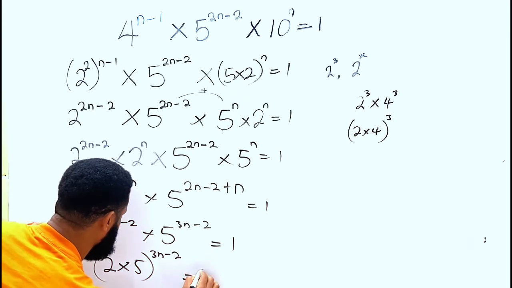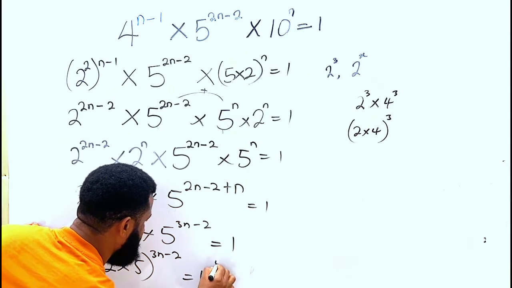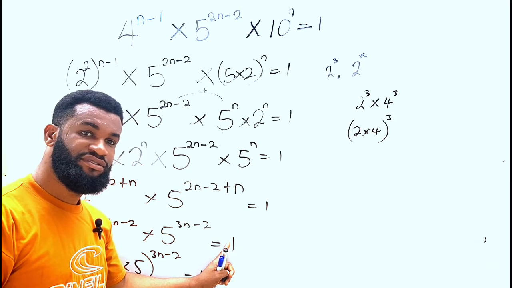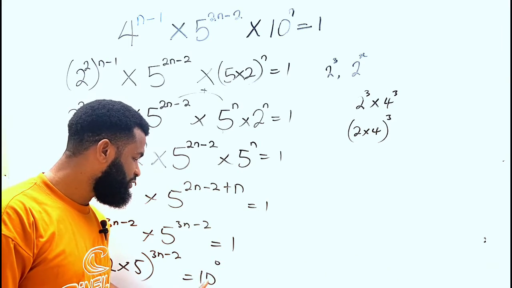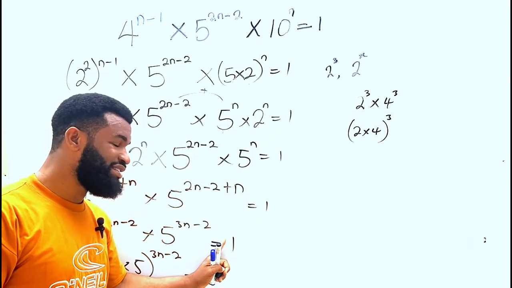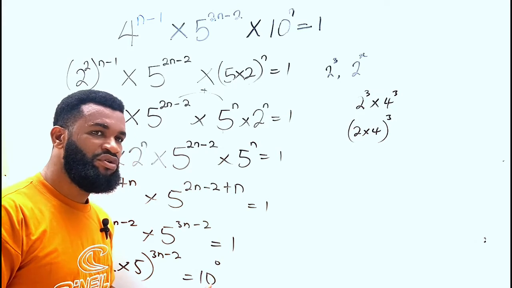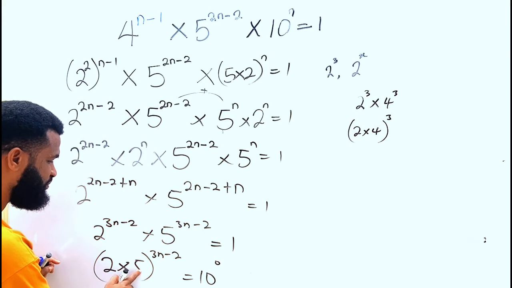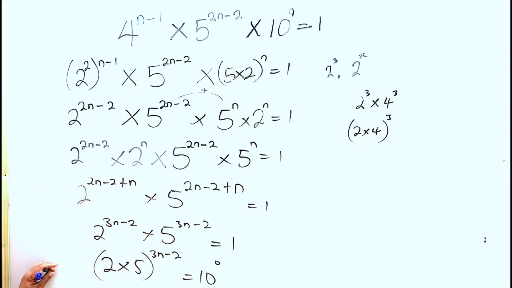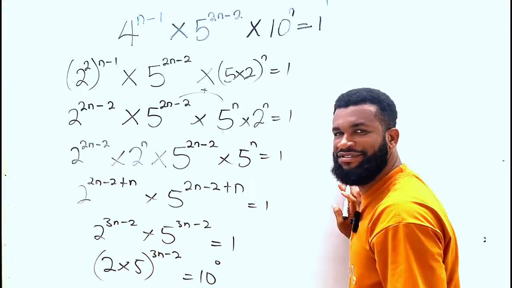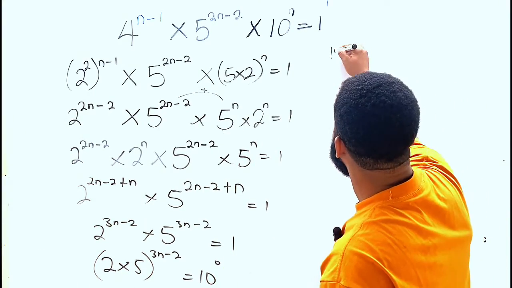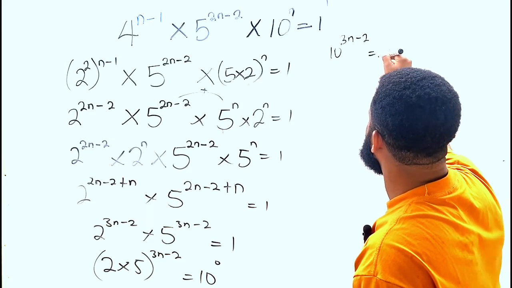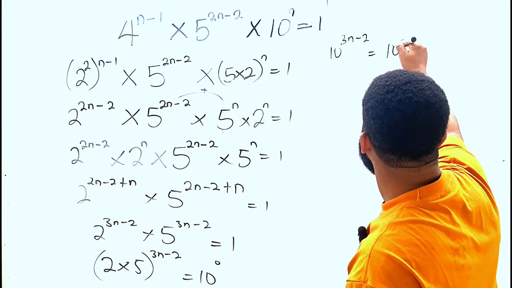It is equal to 10 raised to power 0. I know why: because anything raised to power 0 is 1. So instead of writing 1, I'll write 10 raised to power 0. Why should I do this? Because I know that 2 times 5 is 10. So 2 times 5 is going to be 10 raised to power 3n minus 2, which is equal to 10 raised to power 0.